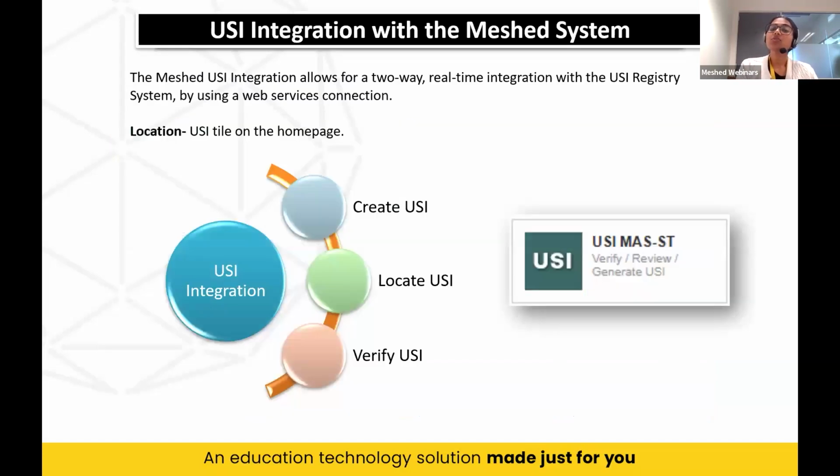So, now that we have understood what a USI is, who requires a USI, and why it is needed, let's try and understand how we can integrate the USI within the Mesh platform itself. The Mesh USI integration is a two-way real-time integration with the USI registry system, which establishes a web service connection and allows the user to do create USI, locate USI, and verify USI functions within the system itself.